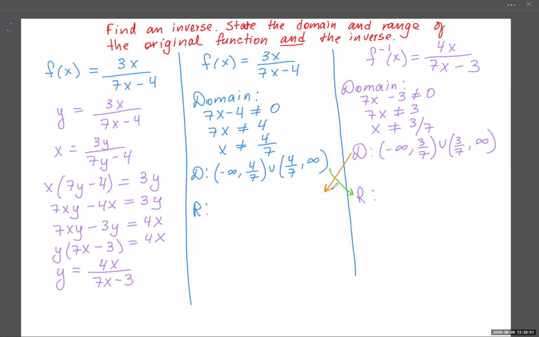We don't need to do any more calculations. So the domain of the inverse will go in place of the range of the original function. 3 over 7. And the domain of the original function will go into the range category of the inverse. Negative infinity to 4 over 7, and then 4 over 7 to infinity.